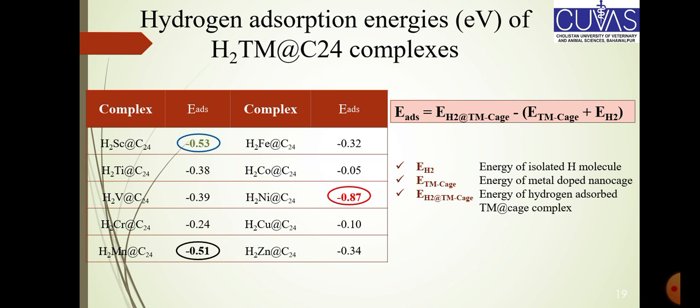Optimized geometry of the hydrogen doped complexes. Adsorption energies of hydrogen doped transition metal complexes are in the range of minus 0.05 electron volt to minus 0.88 electron volt, which indicates the favorable adsorption of the hydrogen molecule on transition metal doped C24 complexes.